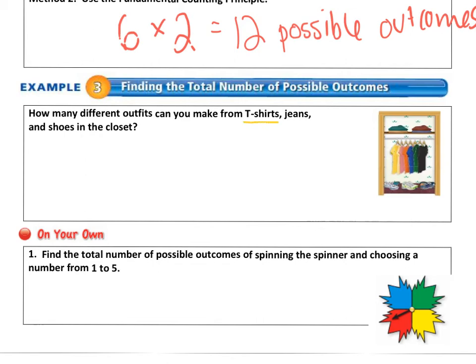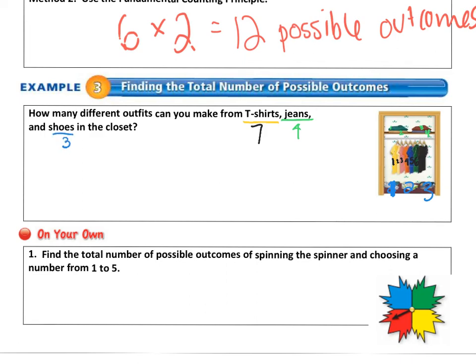So first we need to find out how many t-shirts there are, so we should count. There's 1, 2, 3, 4, 5, 6, 7. Okay, so there's 7 t-shirts. We need to count the jeans now. They're on top. There's 1, 2, 3, 4 pairs of jeans. And there is 1, 2, 3 different pairs of shoes.